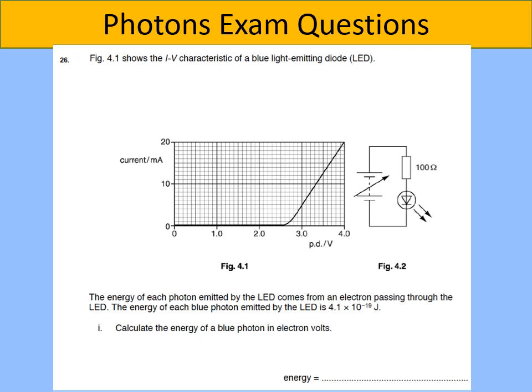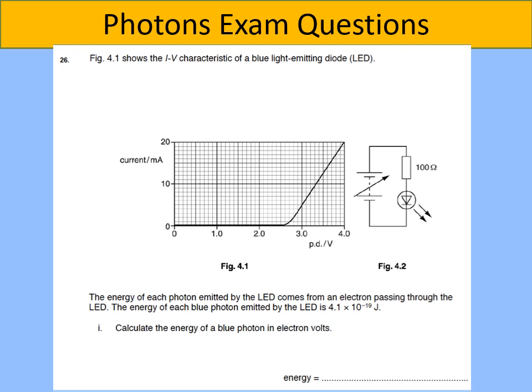So, question number 26. Figure 4.1 shows the IV characteristic of a blue light emitting diode, an LED. This is quite a similar question to number 25 in terms of the fact that it's the same experiment where we're using LEDs to help us determine the Planck's constant experimentally. We can see the IV characteristic there for current against potential difference. We've got a circuit diagram as well.